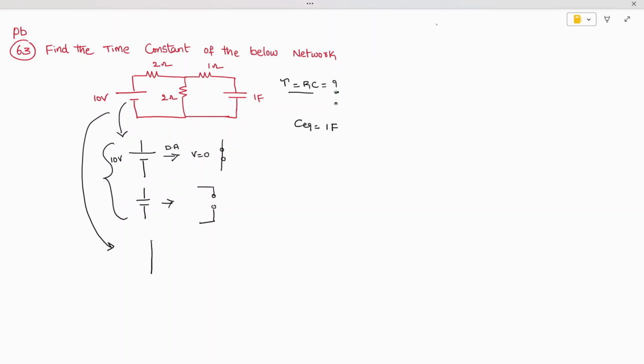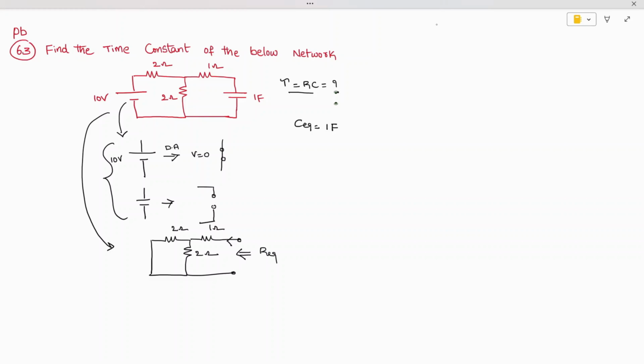So this is short circuited, and here you are going to have 2 ohm, and here 2 ohm, and here 1 ohm. Now in this network, the capacitor is open circuited, and you can see the network is purely a resistive network, 1 ohm, 2 ohm, and this is also 2 ohm. From here we need to find out R equivalent.